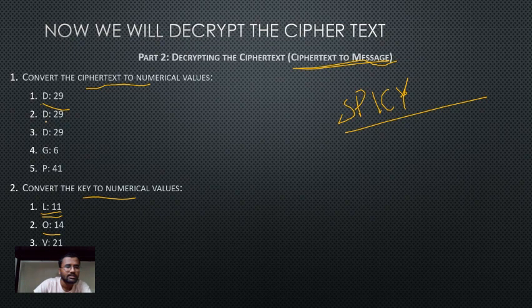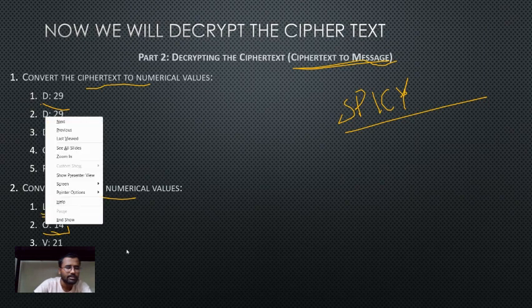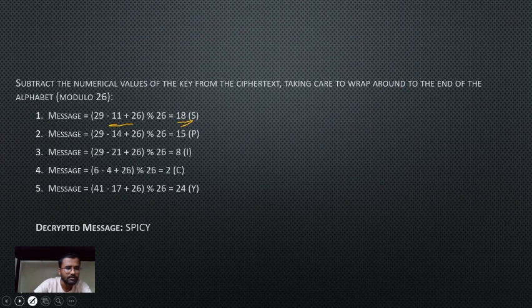Again you can see we are going to subtract this 14 from 29. 29 minus 14, we get the value as 15. The numerical value of 15 is P. By continuing the same process, we get the third value as I, the fourth value as C, and the fifth value as Y. So the final decrypted message is SPICY.